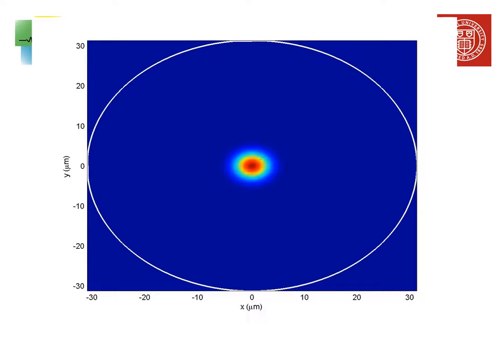As a clue to how to understand this, let me remind you that the graded index fiber is kind of like a continuous lens. So as light propagates through the fiber in multiple modes, it has a periodic focusing. It looks something like this.